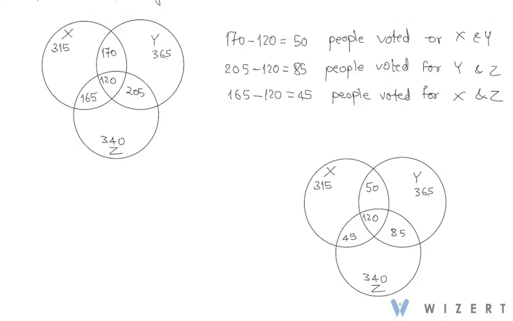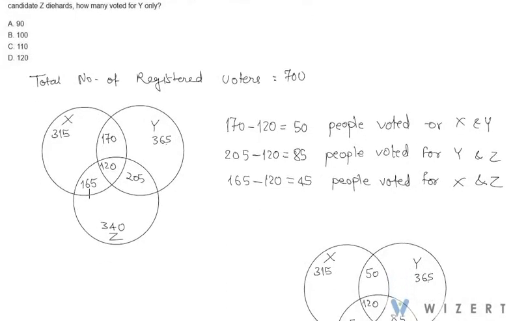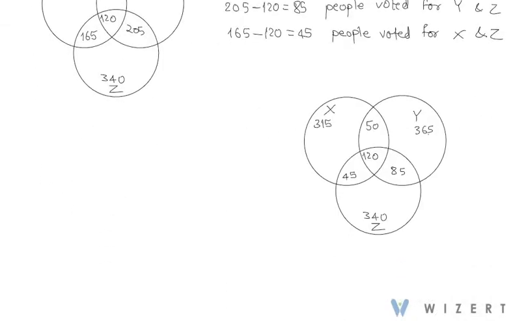Now, in order to find the number of people who voted only for Y, we need to find essentially the number of people represented by this area. That can be easily found out by subtracting 50 this part, 120 this part and 85 this part from this entire circle 365.